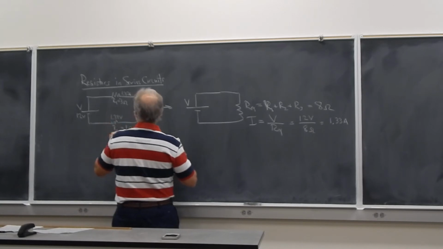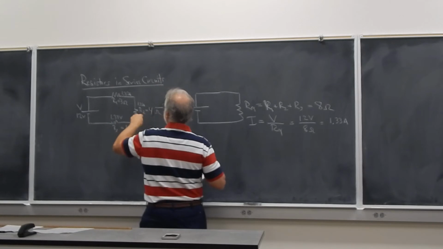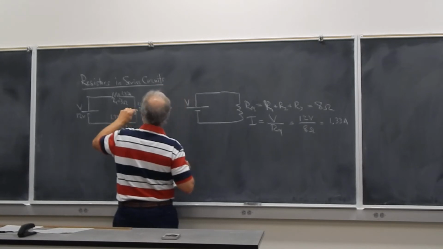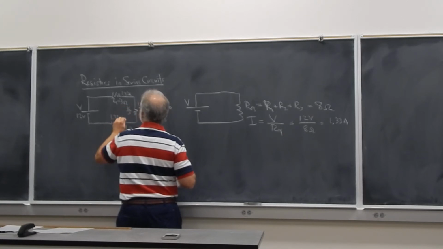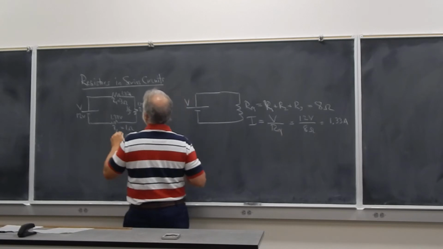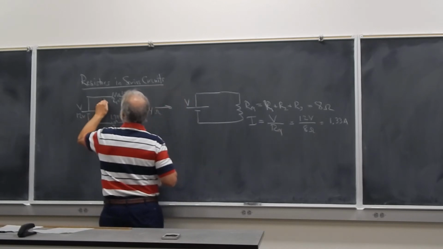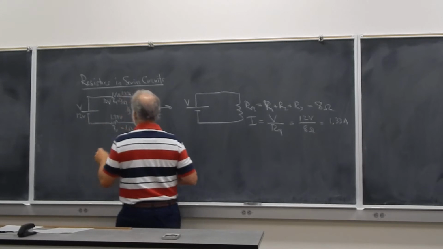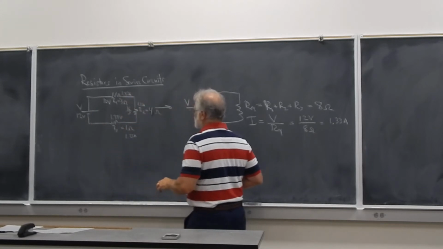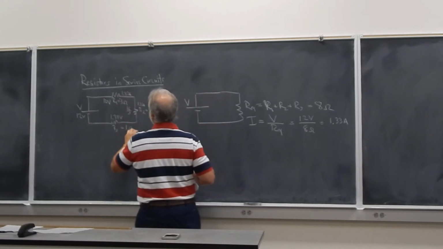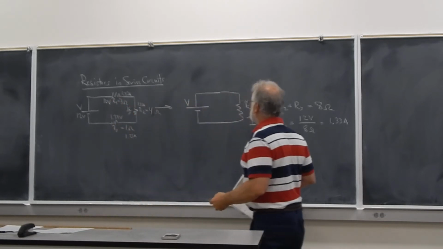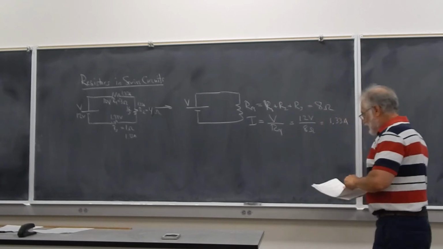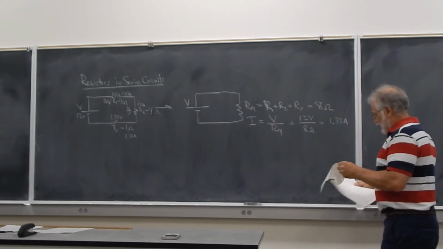This would be 1.33 times 4, or 4/3 times 4, or 16/3. This would be 1.33 times 3, or roughly 10 volts. And if I add the 3 voltages together, I should get 12 volts, which I will get when I add these 3 numbers together, as it should be. So very simple how a circuit in series works.